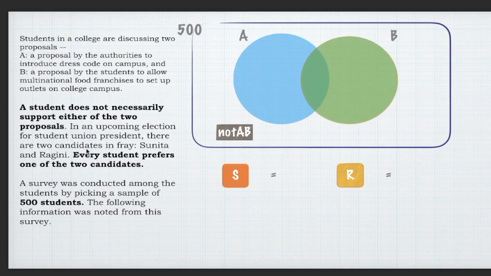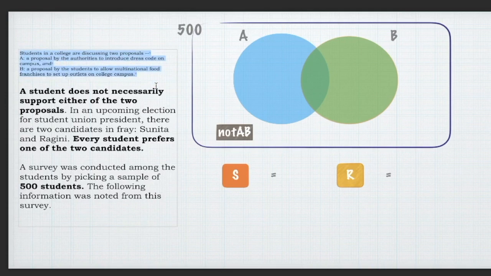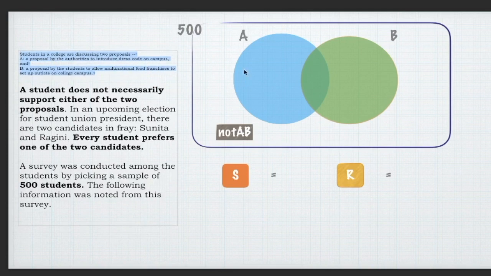So as usual, I'm assuming that you have tried out the problem by yourself and then you are joining the discussion for maximum value. So let me start with the story. Students in a college are discussing two proposals. So let me at the beginning itself ignore this information. All I need to know is that there are two proposals. What the proposals are about were not needed for the problem solving part of it. I hope everybody realized that after 5-10 minutes of attempting the problem.